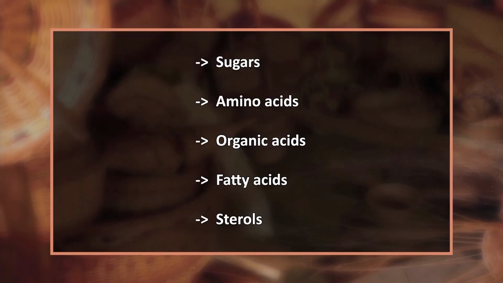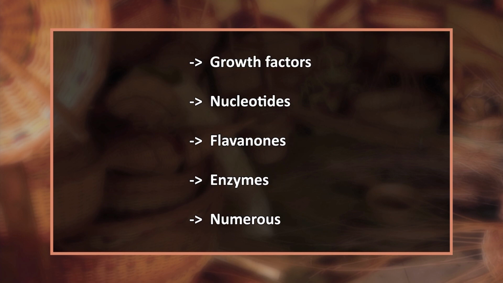Root exudates are secretions that leak from epidermal or cortical cells of a plant root. These exudates contain sugars, amino acids, organic acids, fatty acids, sterols, growth factors, nucleotides, flavonoids, enzymes and numerous other compounds. These provide additional substrate for microorganisms which may be essential to degrade soil contaminants.